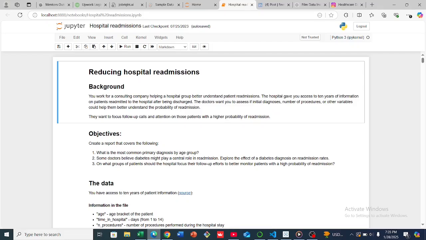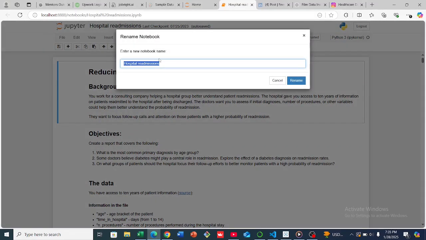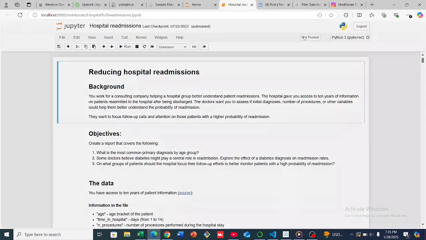In today's video, we'll be looking at how I analyzed a hospital readmission dataset. So as you can see, I saved this notebook as hospital readmissions. Okay, let's go ahead and close that up. I started by giving a brief background and introduction about what the project is about.